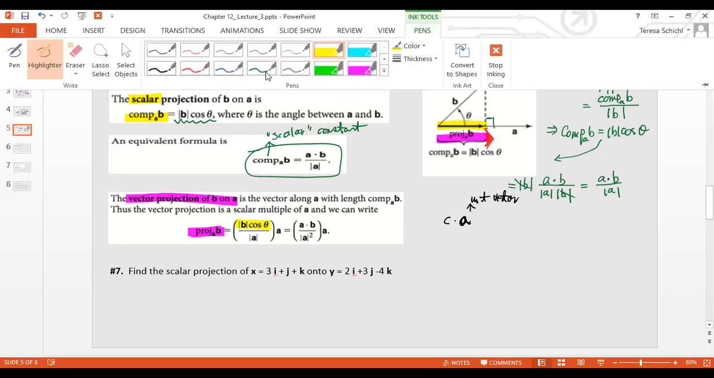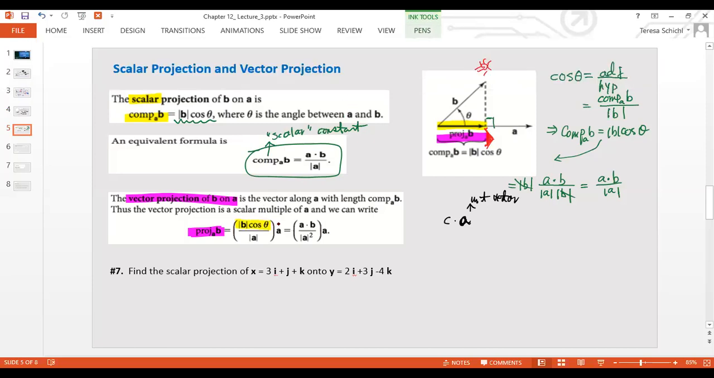So what I am multiplying here is A over |A|. Do you remember in the previous lecture we said A over |A|, what type of vector is this? This is a unit vector, correct? So now you replace it. Then we know B cosine theta is equal to A dot B over |A|, right?